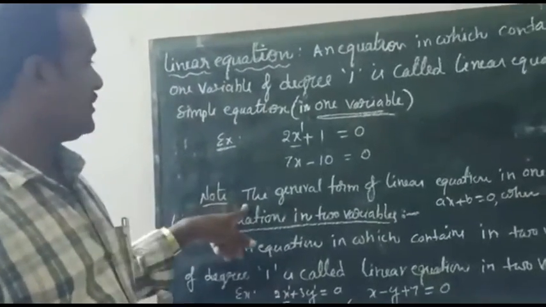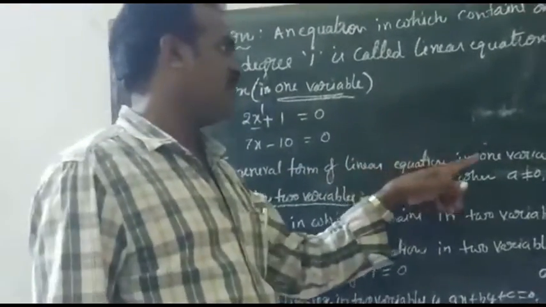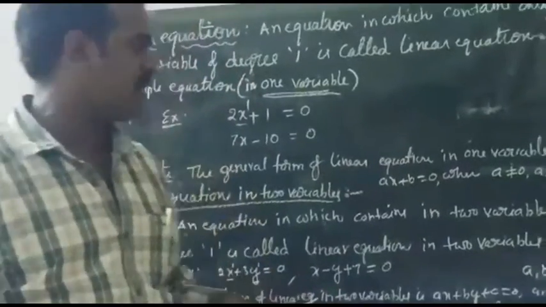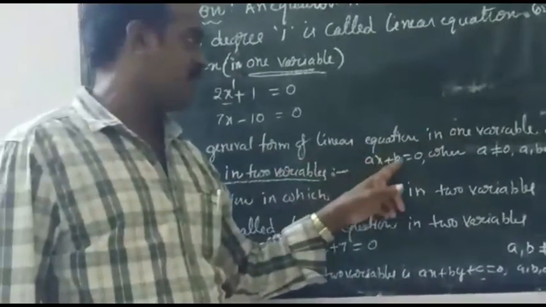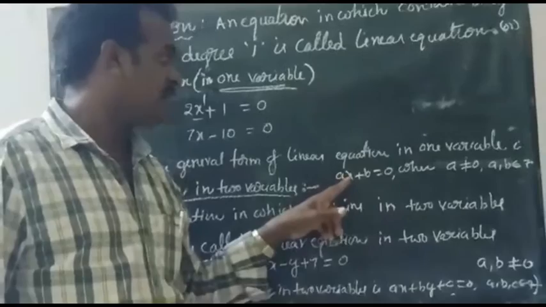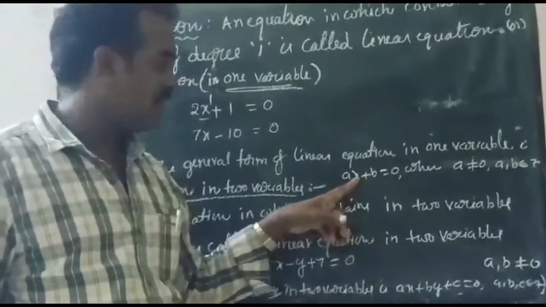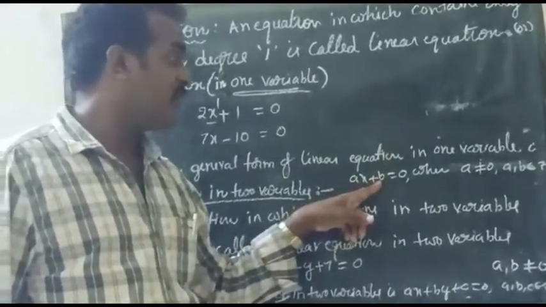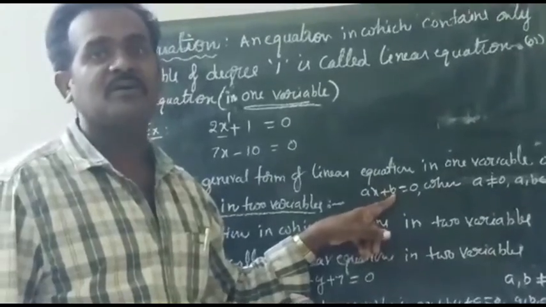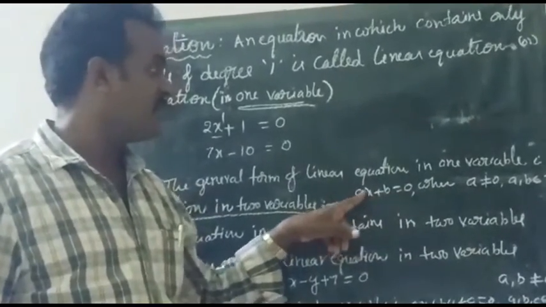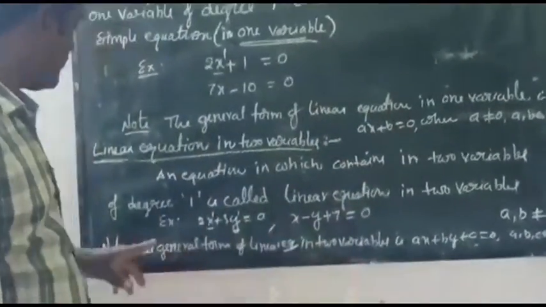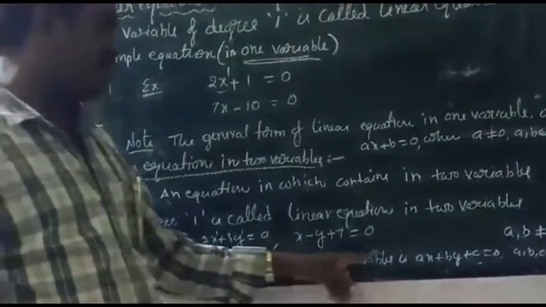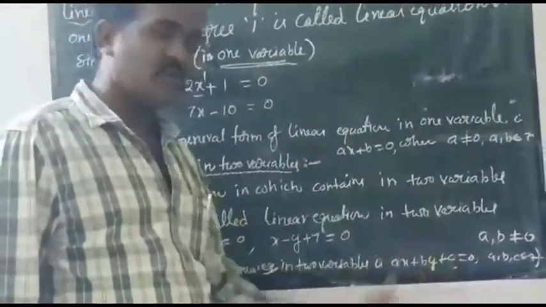The general form of linear equation in one variable is ax plus b is equal to 0. Here, in ax plus b is equal to 0, the x coefficient is a and b is the constant. What is the general form of linear equation in two variables? ax plus by plus c is equal to 0.